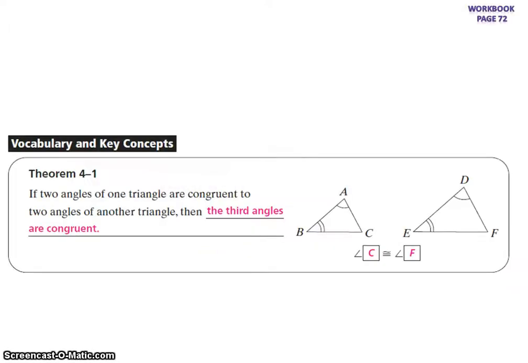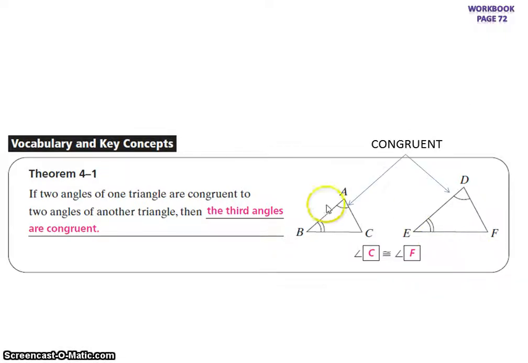So here we go. Our first key concept from the vocabulary talks about what they're calling Theorem 4-1. And here's what this means. If we've got two angles of one triangle congruent to two angles of another triangle, then that means that the third angles are congruent. So here's what that means. We have angle A being marked as being congruent to angle D. That's what those little arcs mean, congruency.